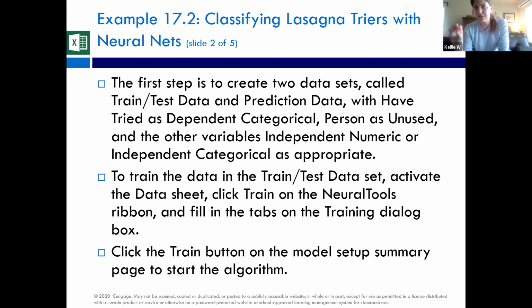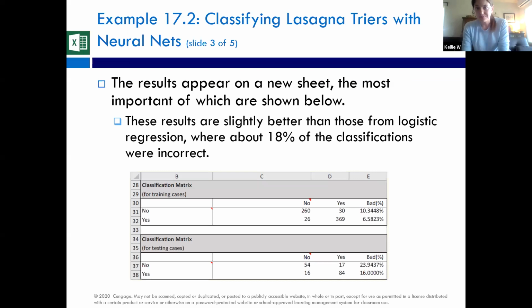So they create their training and their test data and prediction data, and then they have their dependent and independent variables. And then to train the data, the tool will activate the data sheet and it will run through the algorithm, and then it will spit out the results. And this process with the same data ends up being a little bit better than the logistic regression.